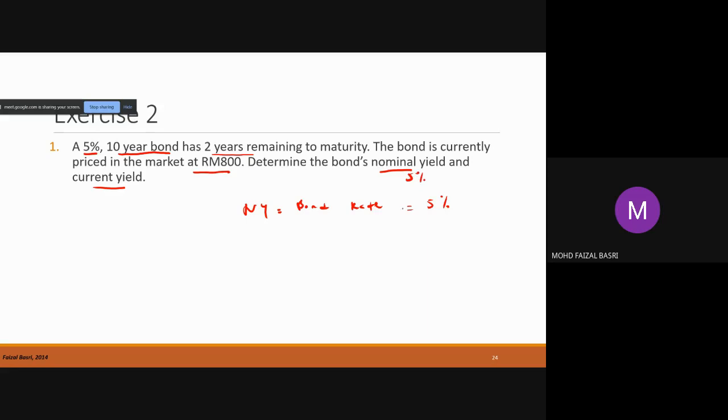So you don't have to calculate. This is actually 5%. But for current yields, it is actually based on coupon. So the coupon is 5%. So 5% times 1,000 is 50 ringgit. And the current price is 800 ringgit.